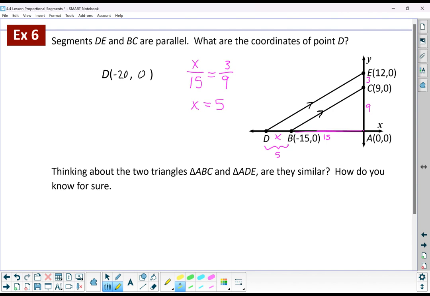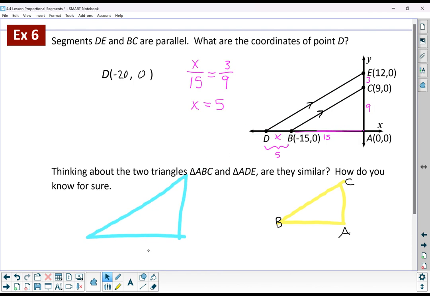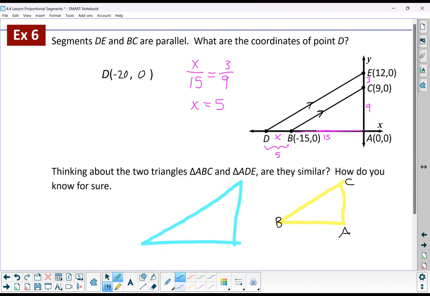Okay, our last little follow-up question here with this diagram is we want to think about the triangle ABC. That's this triangle. ABC. And triangle ADE. That's this triangle. And our question is, are these two triangles similar? And if they are, how do you know for sure?